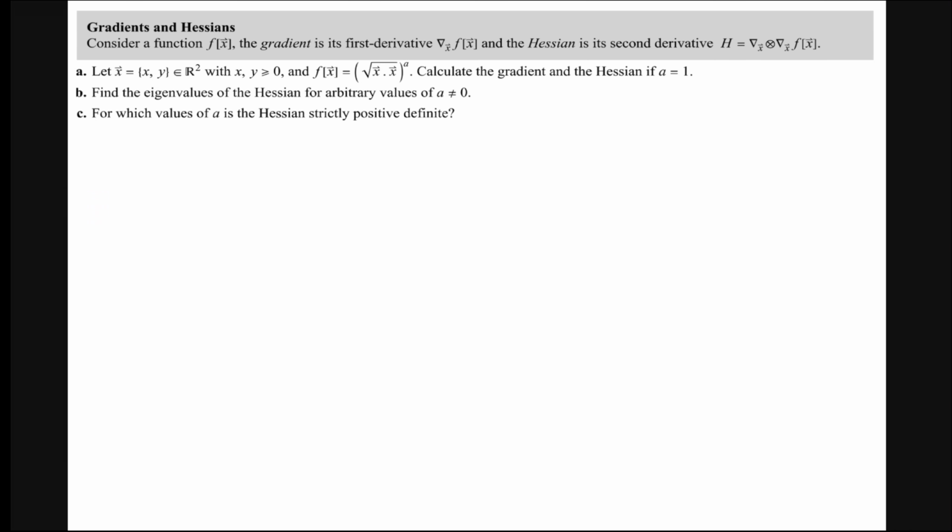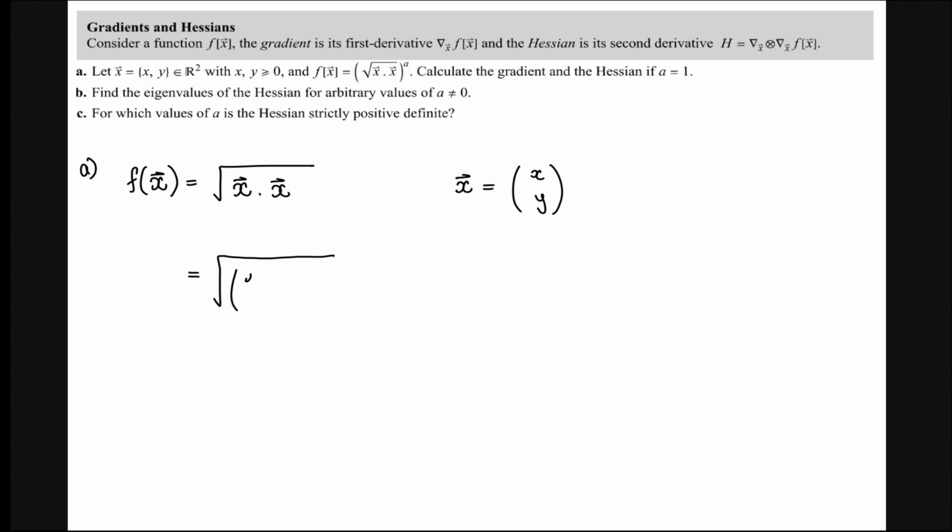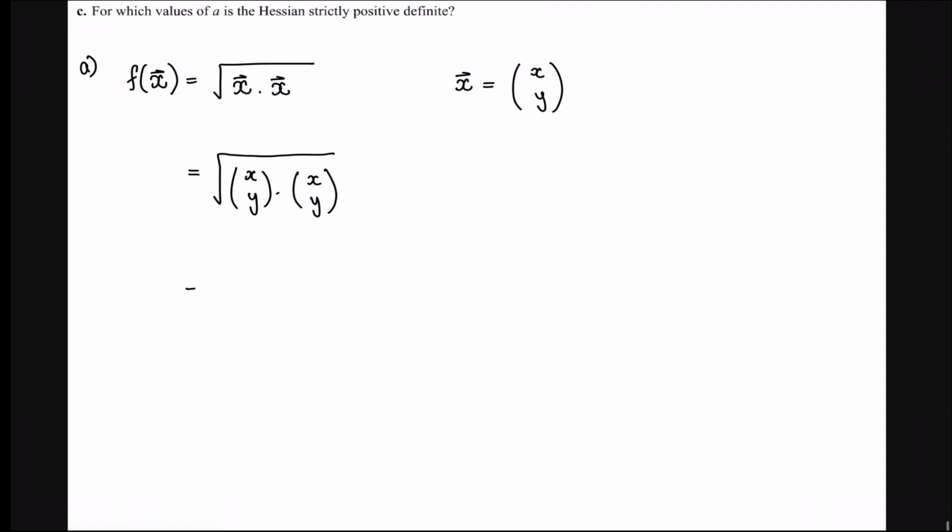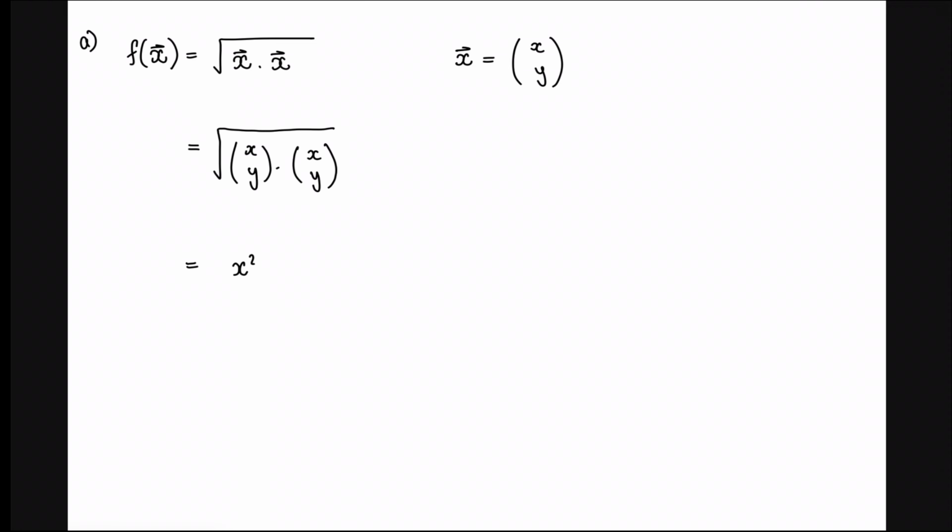So if we make a start, our function becomes just the square root of the vector x multiplied by the vector x when a is equal to 1. If we now use the information that the vector x is just (x, y), we get (x, y) dotted with (x, y), which gives us x squared plus y squared, all to the power of a half.